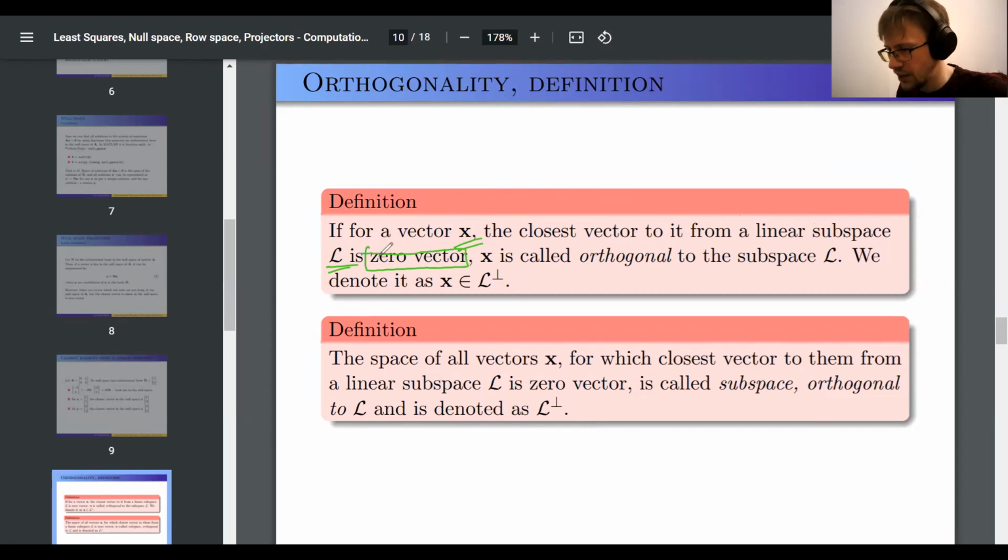So if for a vector x, the closest element to it of the linear space is a zero vector, then such x is called orthogonal to the subspace. So again, if the vector is such that the closest element of the subspace to it is the zero vector, then it is orthogonal to the subspace. We denote it this way: x is in L orthogonal. This symbol is called perp in LaTeX, perpendicular, but we can call it L orthogonal.